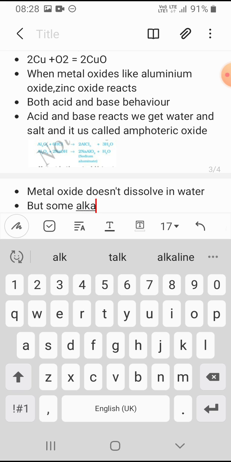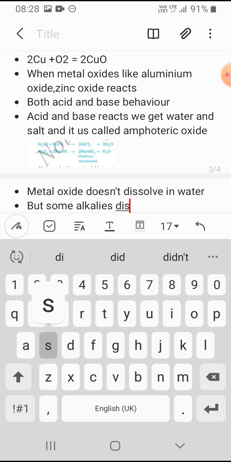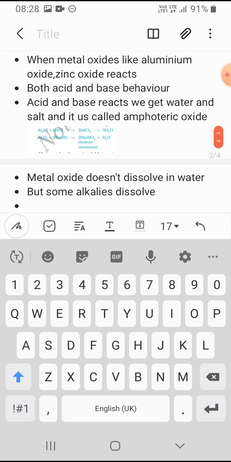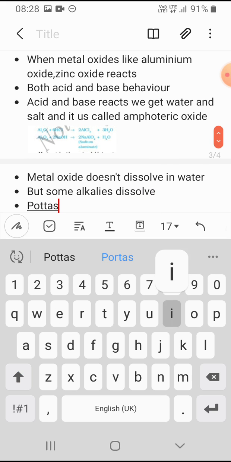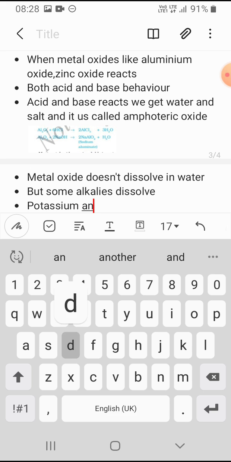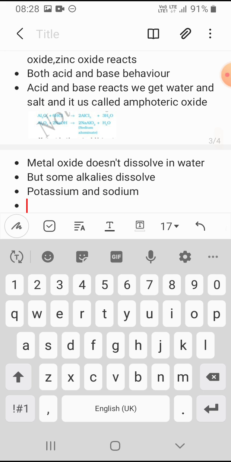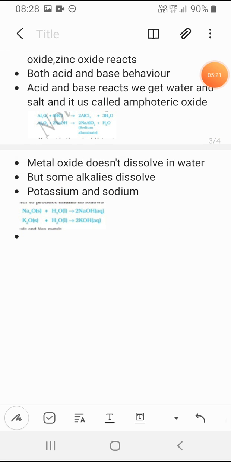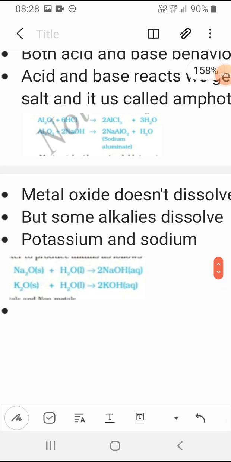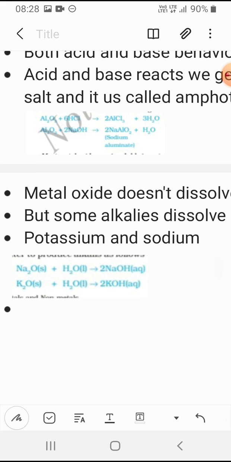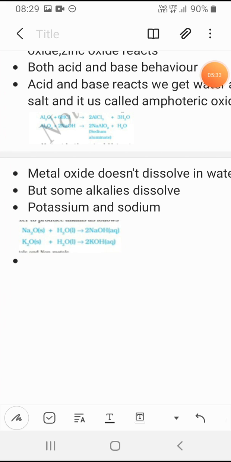But some alkalis dissolve. Potassium K and sodium both dissolve in water. This is the formula we get when they react with water: Na2O and K2O give sodium hydroxide and potassium hydroxide.